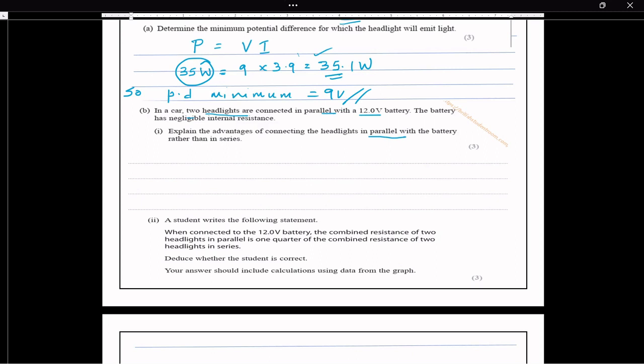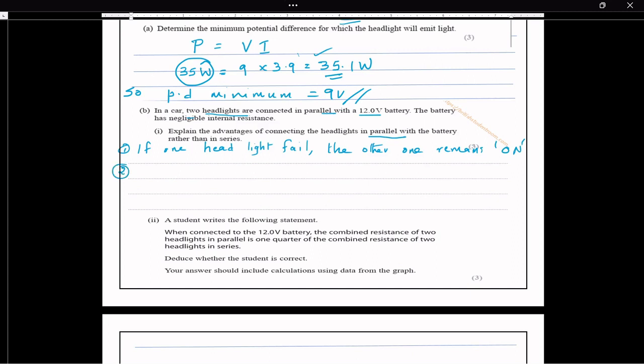The first parallel connection advantage: if one headlight fails or breaks, the other one still remains on. That is the first advantage. So, number one, if one headlight fails, the other one remains on, meaning it will still be working.